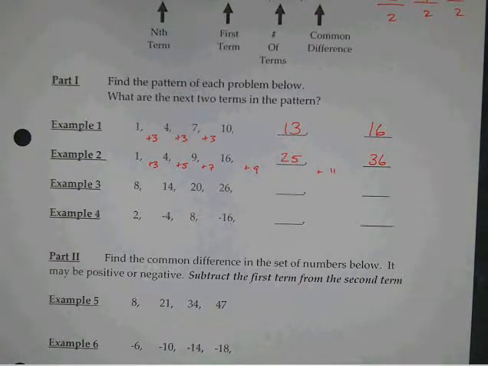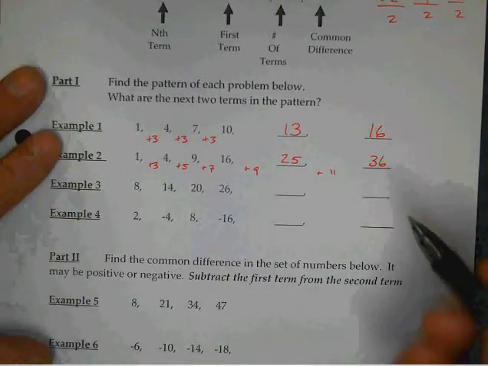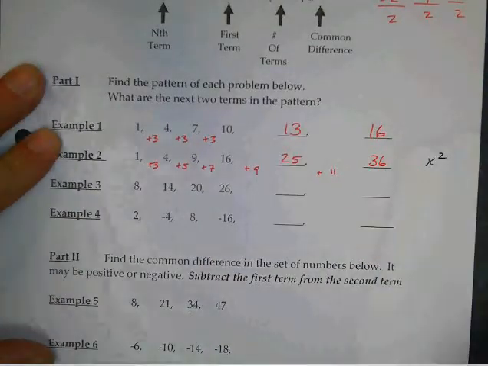Multiplied by itself. What's 1 times 1? 2 times 2. 3 times 3. So the pattern is multiplied by itself. We call that a squared pattern. Okay? X squared, that's the pattern.